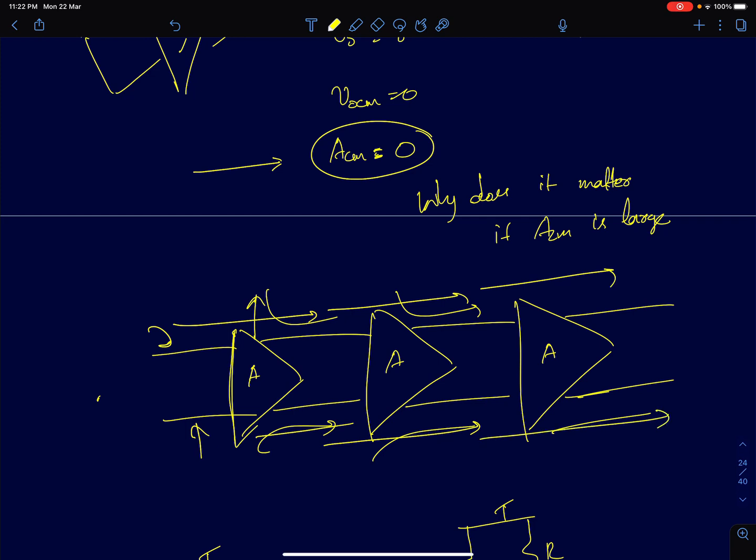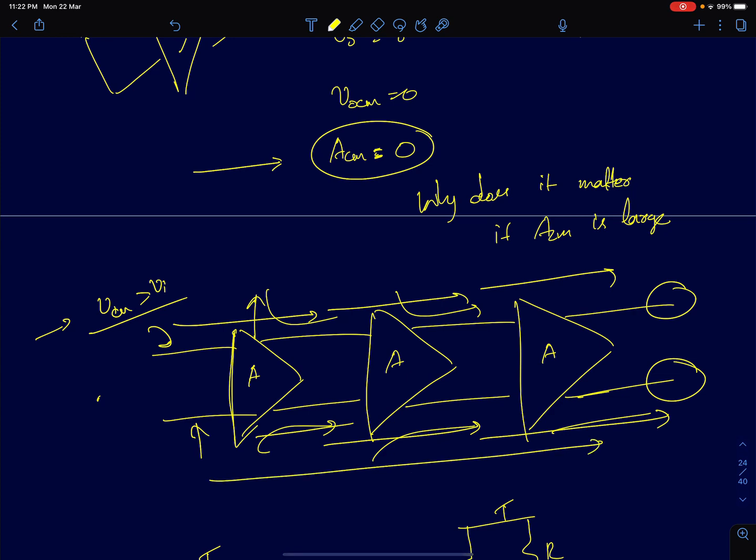And let's assume at the input your common mode signal is greater than the input signal. Then at the output your common mode signal will become so large, because it is getting amplified by a large factor, that it will even dominate the input signal itself. So that way also we can see that having a smaller ACM helps. Ideally, you don't want even the individual nodes to respond to common mode inputs.